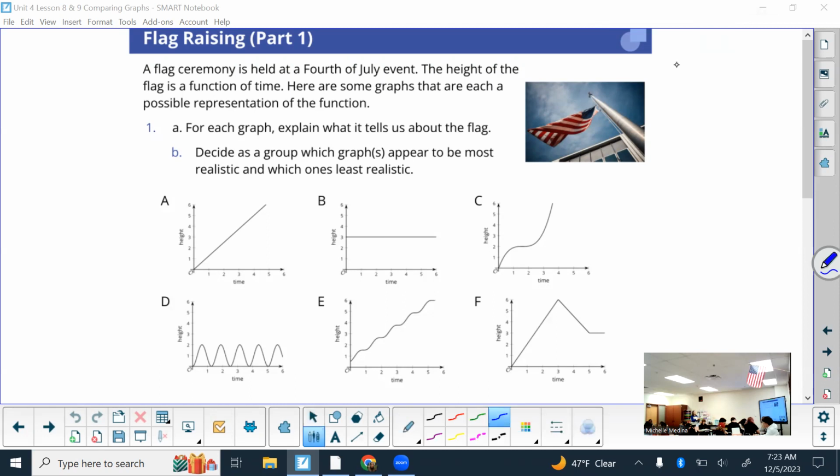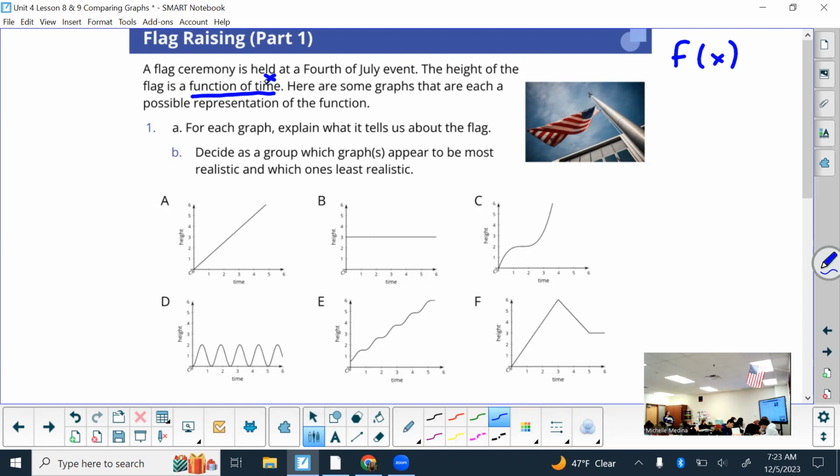If you're ever confused about what's necessarily your input or output, whenever it says function of, what follows that is your input. Okay, just a little side note. So time is my input, time is my x. That's why it's on my x-axis. But we have some graphs that are each a possible representation of that function. You had to describe what was going on based on the graph about the flag.